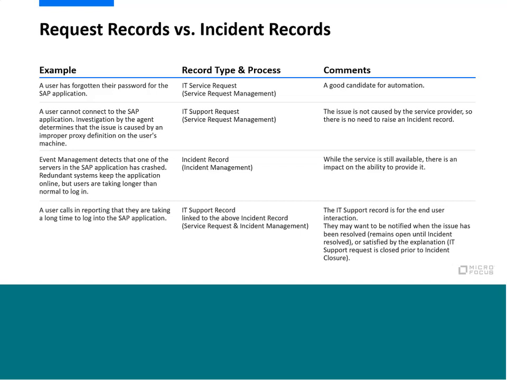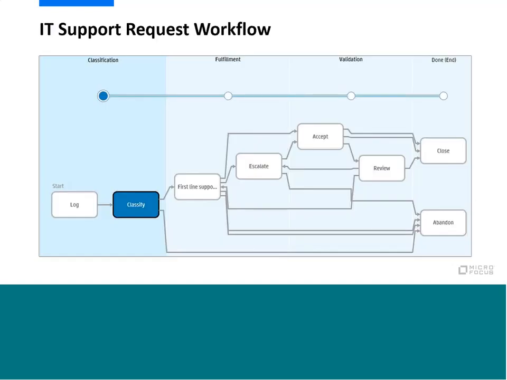Okay, so we've talked a little bit about the difference between requests and the incident records. If we look at it from a workflow perspective, of how that works in the tool, typically with a support request workflow, you've got the log and classify when the ticket comes through, first line support, and obviously a potential to escalate that ticket. One thing to note: if a ticket is related to an incident, it will automatically move into the escalate phase to say it's been escalated and related to an incident record.